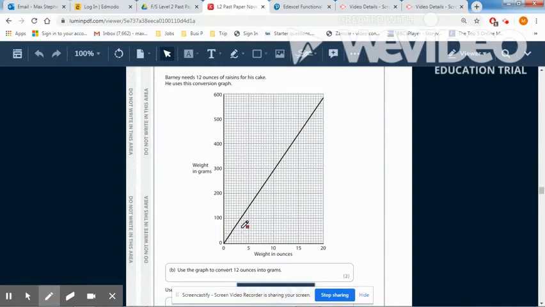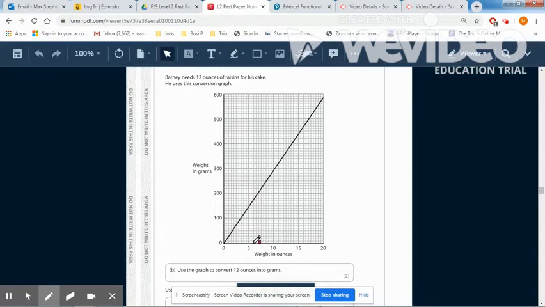Next question, we're using a conversion graph. And we want to convert 12 ounces into grams. So here's our weight in ounces, and here's our weight in grams. So what we can do is go along to 12 here, read up to the line, and then read across. So first of all, I need to pinpoint where 12 is here.